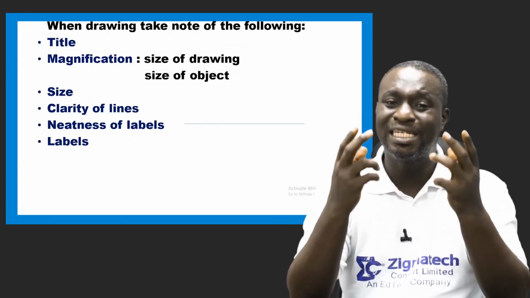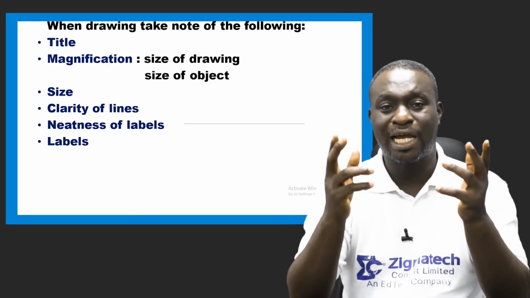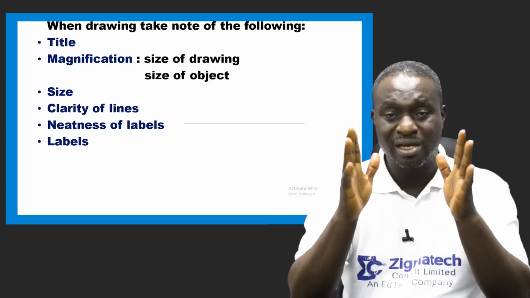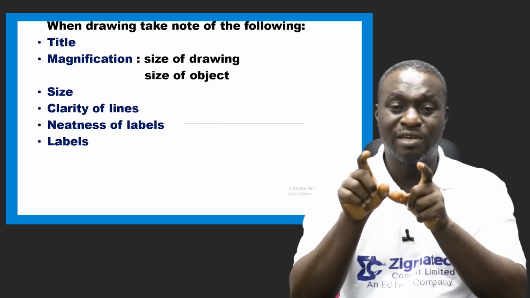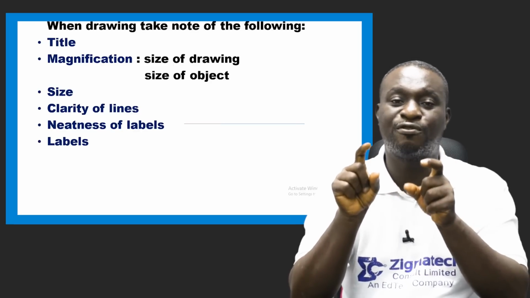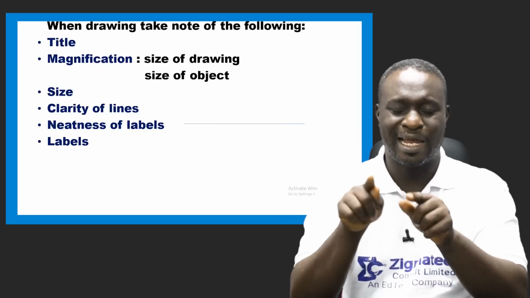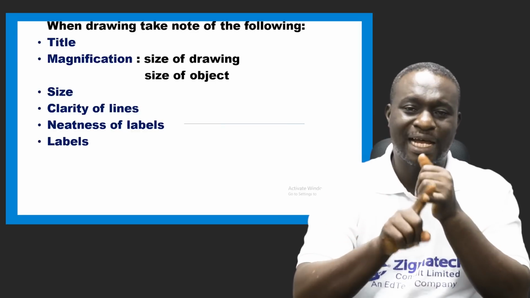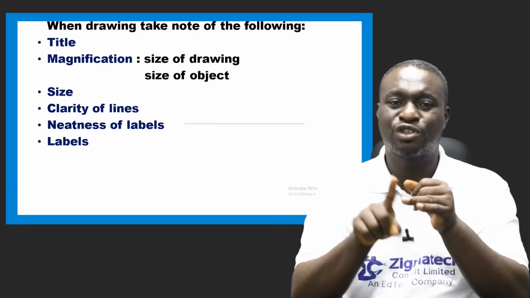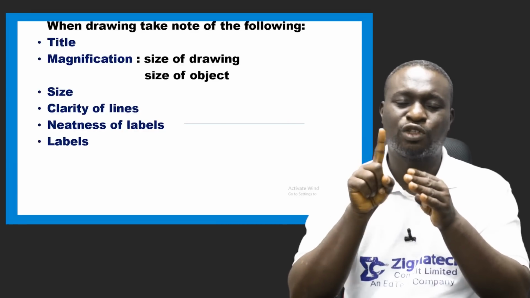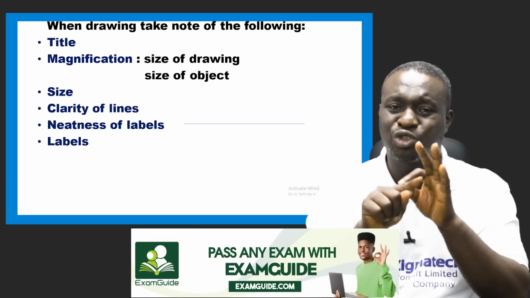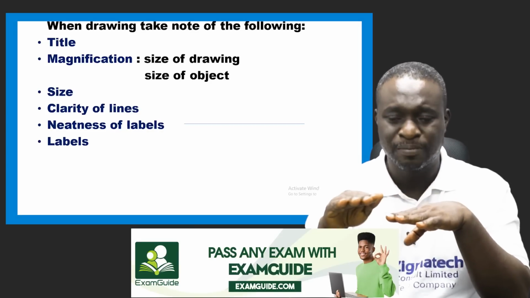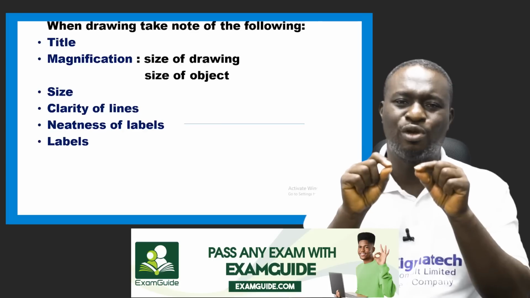You must observe this, or else you don't get the score for your diagram. No matter how neat or beautiful your diagram is, if it does not follow these tips I'm giving you, you will not get the full mark. So please take note of the title, the magnification, the size, the clarity of lines, and the neatness of lines. All must be horizontal and ruled. And then also take note of your labels.